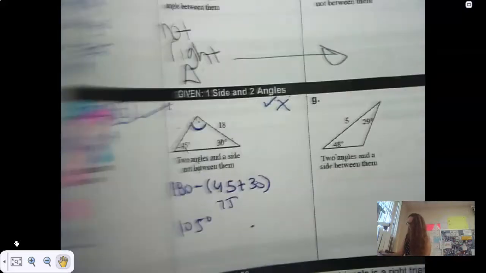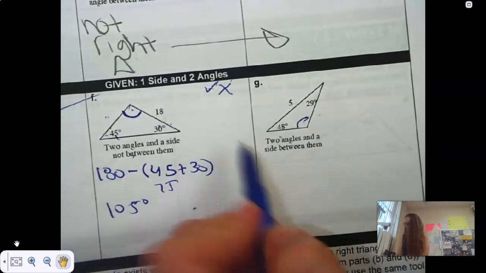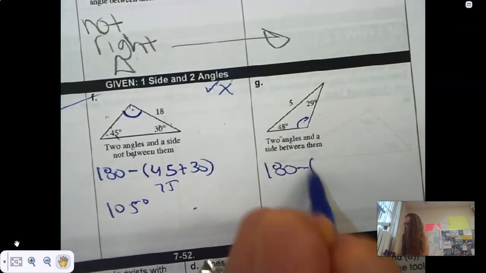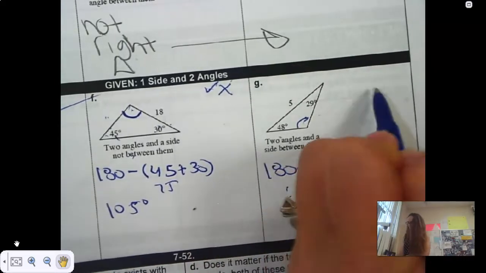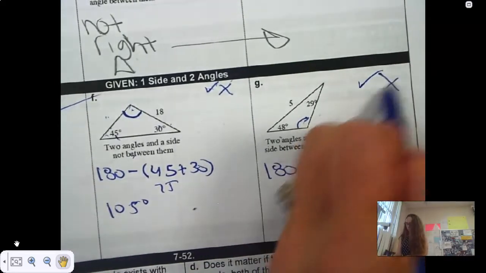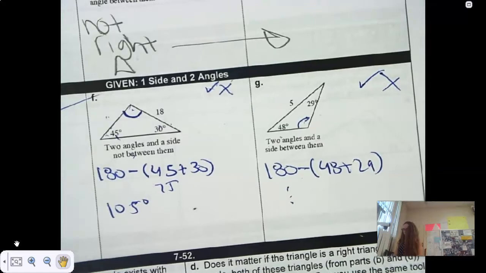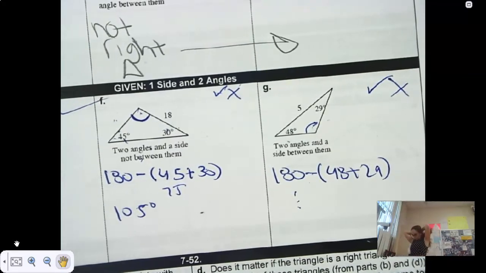And then what about here? If it's moved over here, yes, I could go 180, add these two, dot, dot, dot, so I can find the other angle, but I can't find the other sides. Okay? So let's go to the next one.